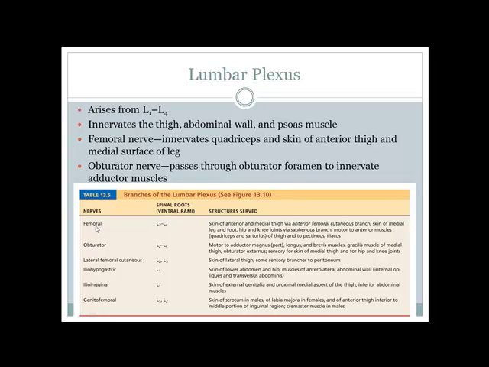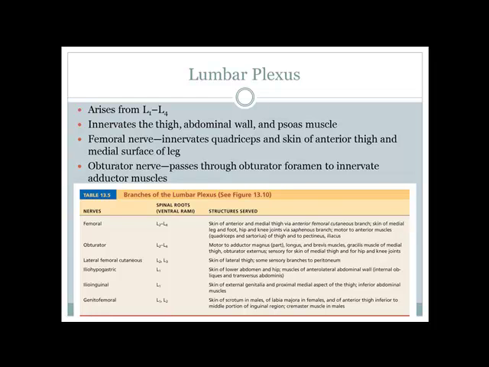So femoral is L2 through 4, obturator is L2 through 4, lateral femoral cutaneous is going to be L2 and L3, iliohypogastric is L1, ilioinguinal is L1, genitofemoral is L2.